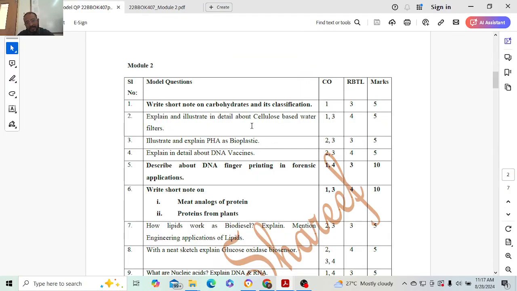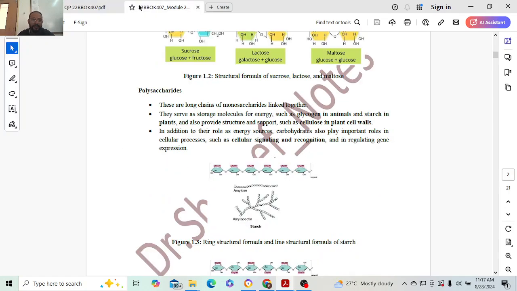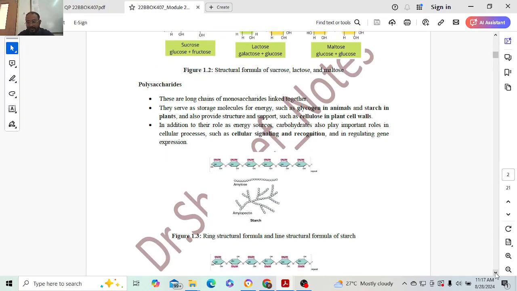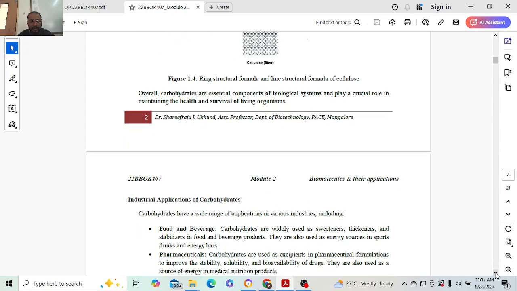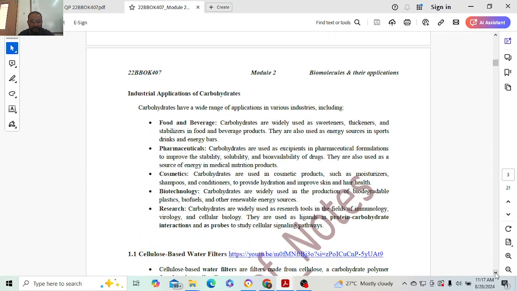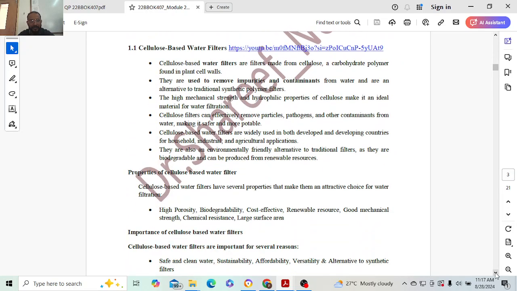Next, explain and illustrate in detail the cellulose based water filters. That is where the application starts. We can expect this question to be more efficient than the previous first question. For cellulose based water filters, you can refer to the YouTube link that is also given. If you are not understanding the text, you can go through the YouTube videos also. It's all about the introduction and its importance.